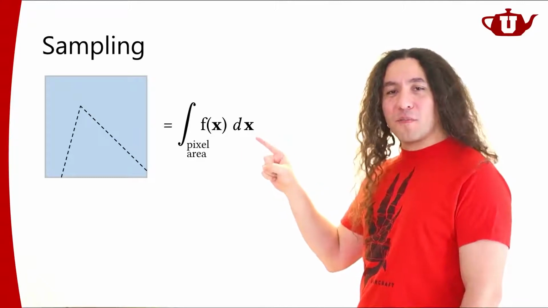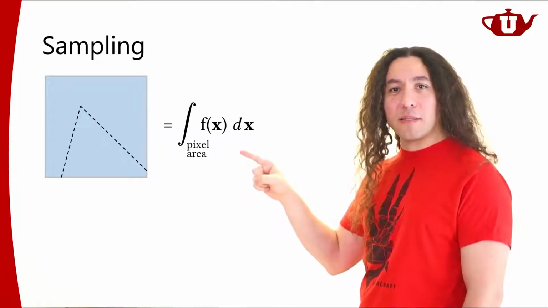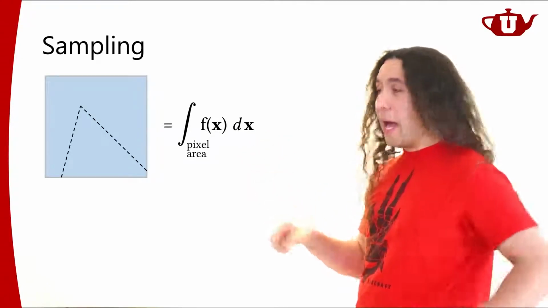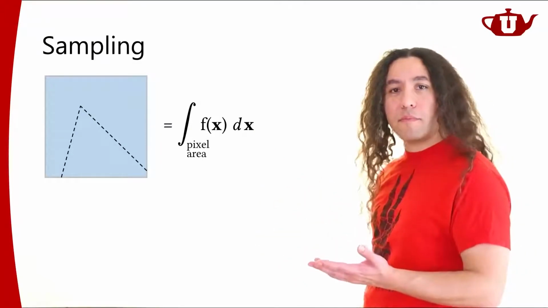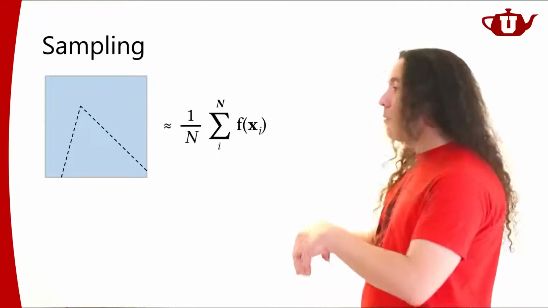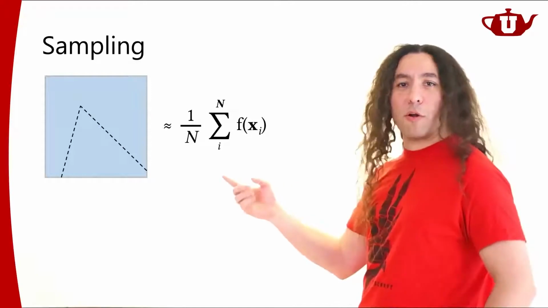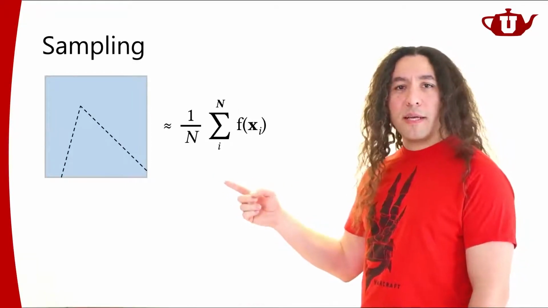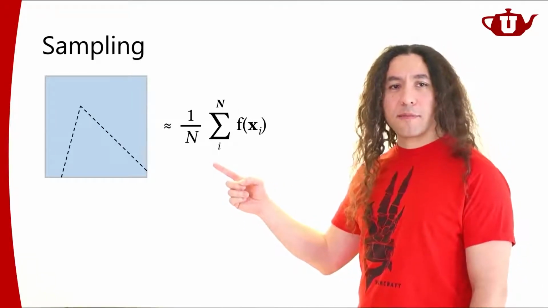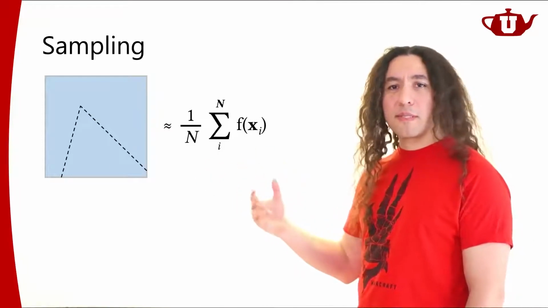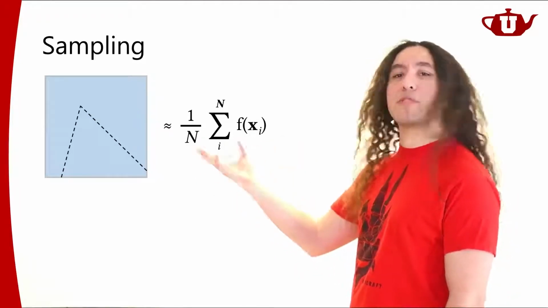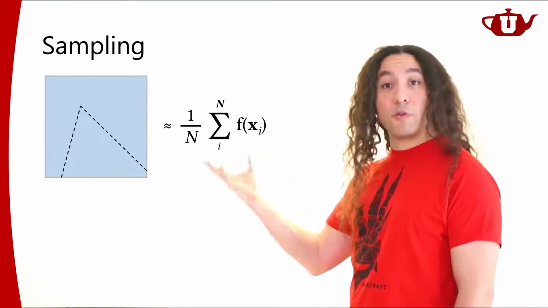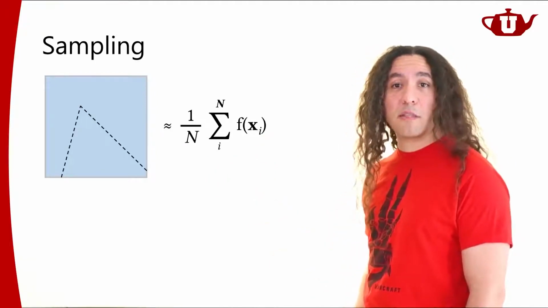So we're going to convert this continuous integral into a discrete sum, a discrete sum of a large number of points. Let's call n the number of points. We're going to take a number of samples, and the average of those samples is going to approximate the result of this integral.